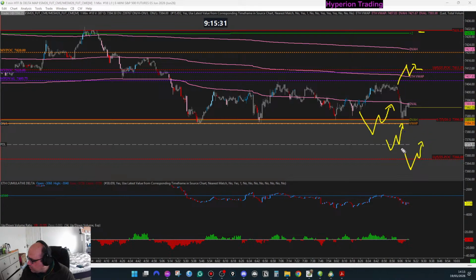If we take this, I'm going to add a bit more position, possibly two contracts, and take one here and leave one possibly here. Or if we see price very, very bullish, I may hold it up to here, to the swing high.